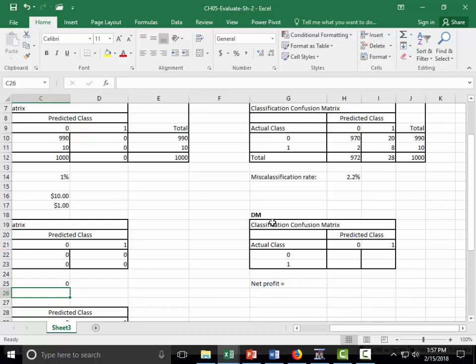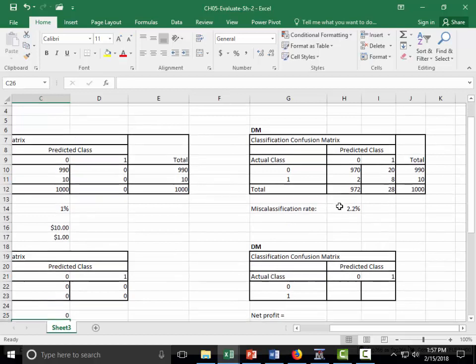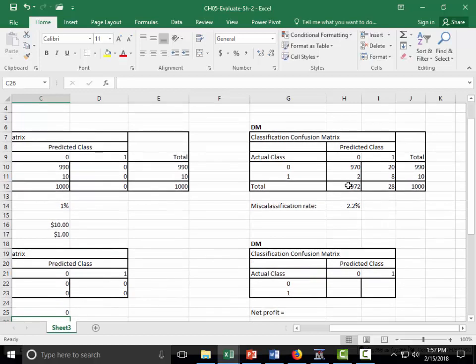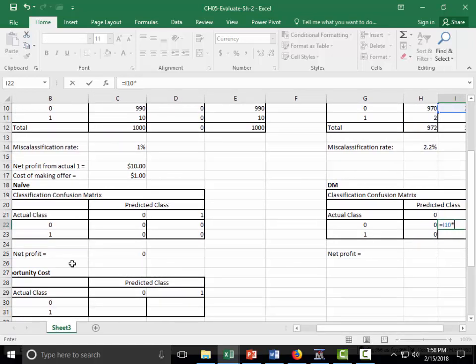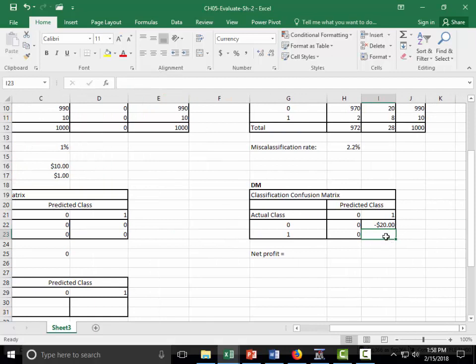All right. Now, in the case of the data mining, for the 972 that you predicted as 0, you're not getting anything because you're not making an attempt. There is no profit coming from them. Now, of the 28 that you predicted as 1, these people, 20 of them, you would have spent $1, right? So I need to put a minus sign in front. So your profit is going to be minus 20.